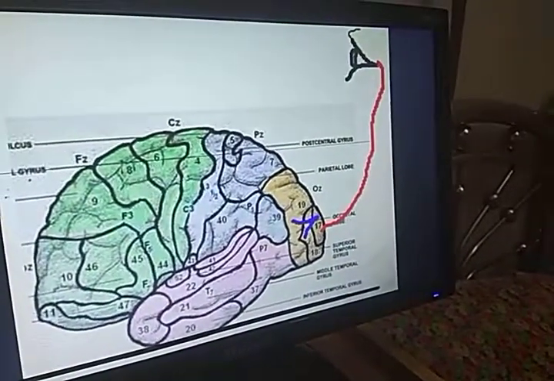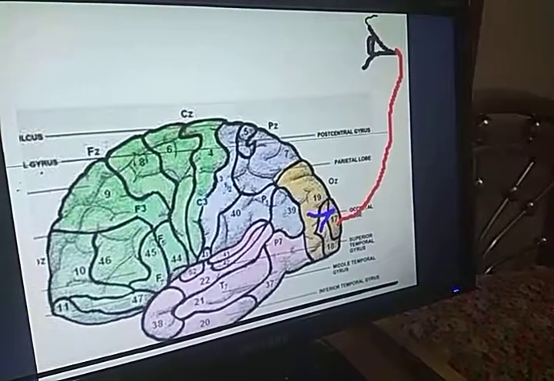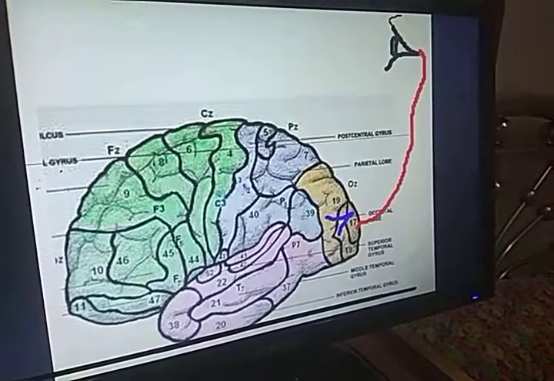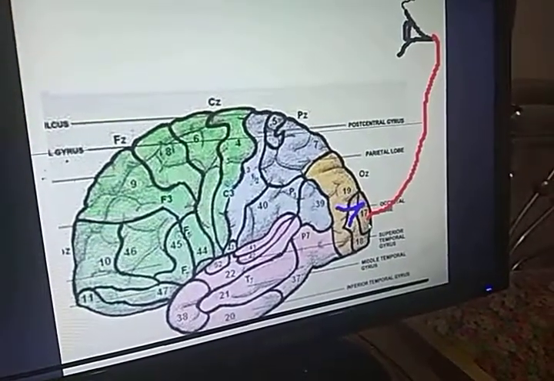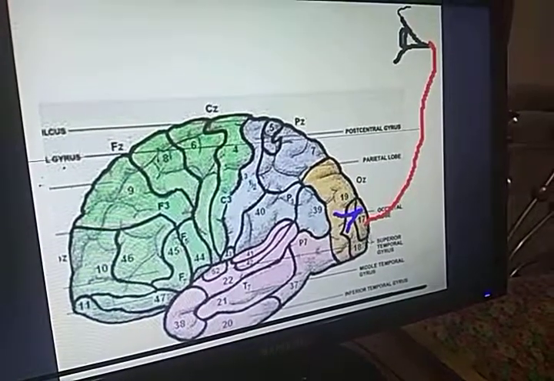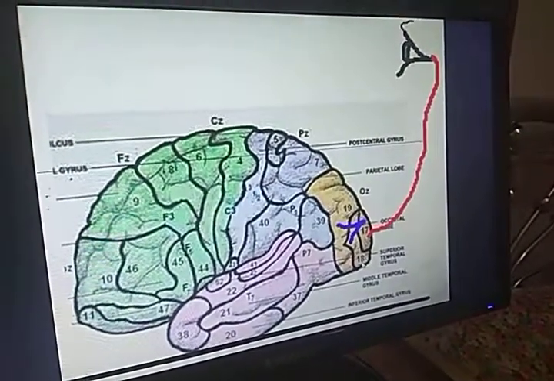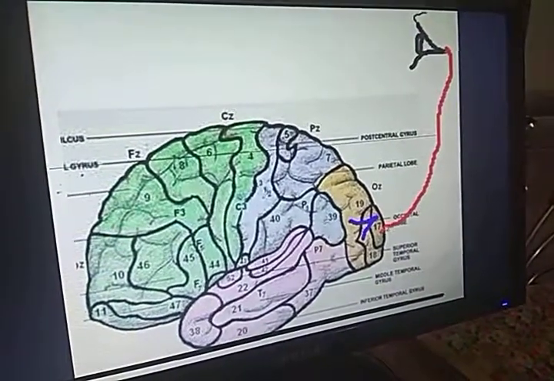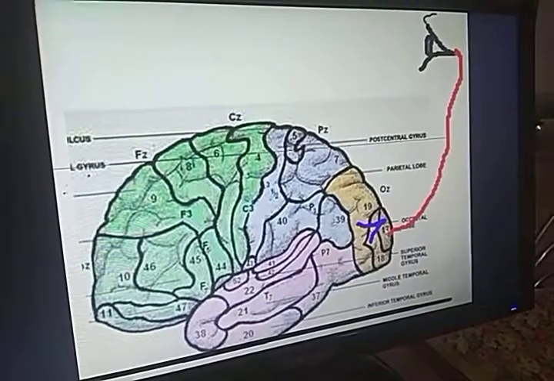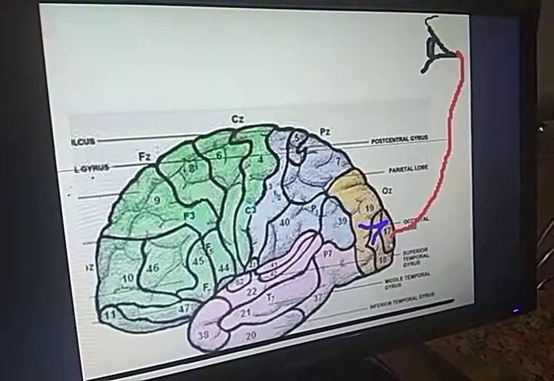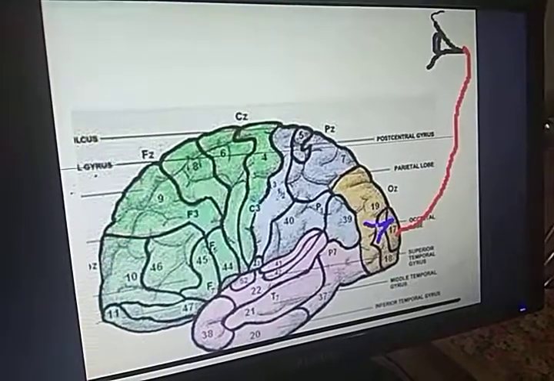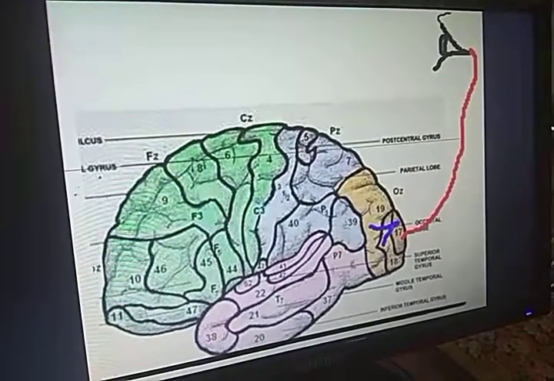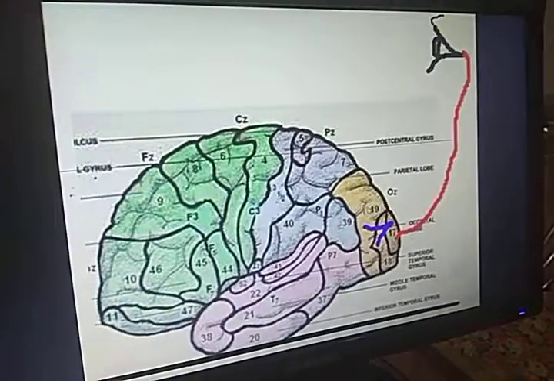So, how is our memory stored? The picture is showing the cerebrum. This is the occipital lobe. The occipital lobe contains the primary visual area, area number 17, and also the secondary visual areas, area numbers 18 and 19. So, all visual information first comes into area 17. Then, some of the information is stored in areas 18 and 19. So these two areas, 18 and 19, deal with visual memory.